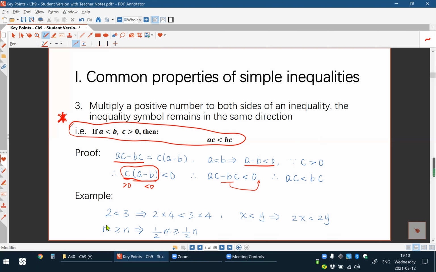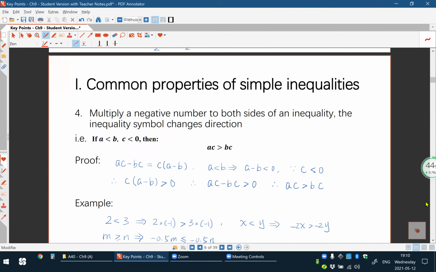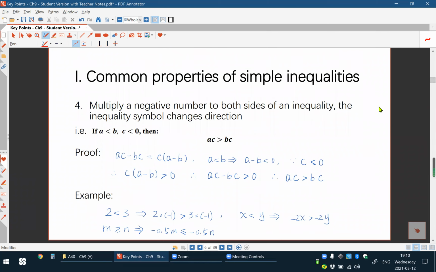And similarly, if we know that m is greater than or equal to n, and 1/2 is a positive number, we times 1/2 to both sides of the inequality, we get 1/2 of m is greater than or equal to 1/2 of n, right? Okay, any questions? No? Okay, the next, the fourth property.